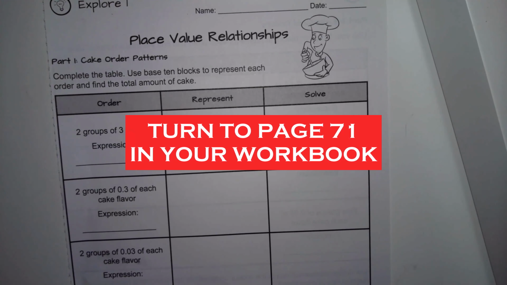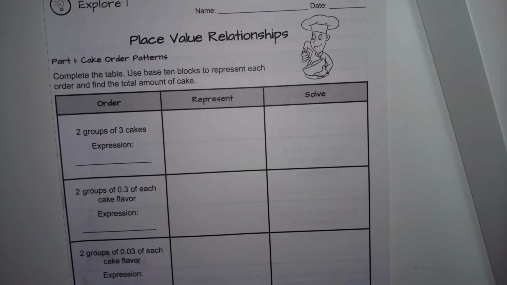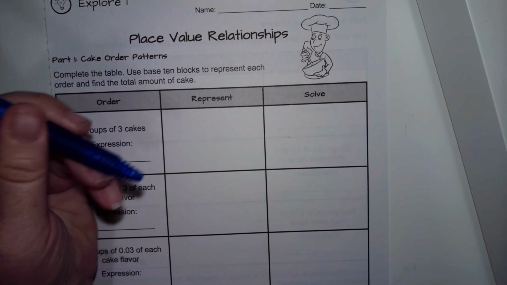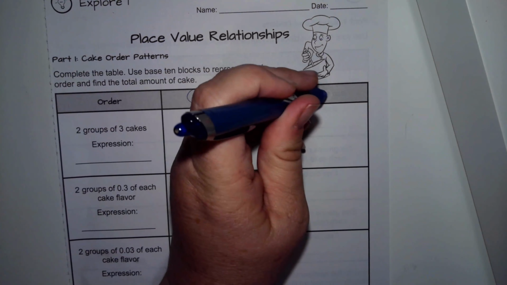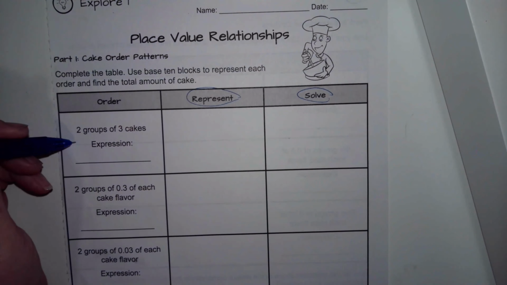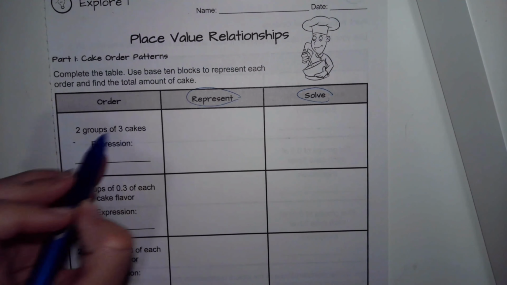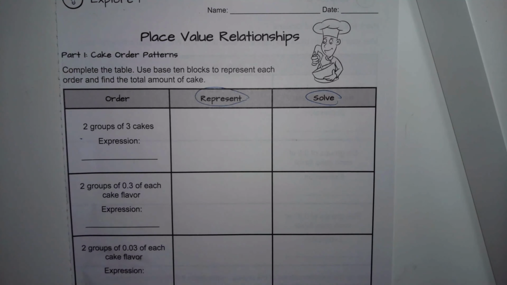All right, now that everybody is on page 71, we are working through, just like our warm-up stated, multiplying decimals, okay? We're going to take it step by step. I know that in our warm-ups, we jumped right in, and that's okay. Right now, we're going to represent, and then we're going to solve. Here's our problem. We're going to represent it, and then we're going to solve it, okay?